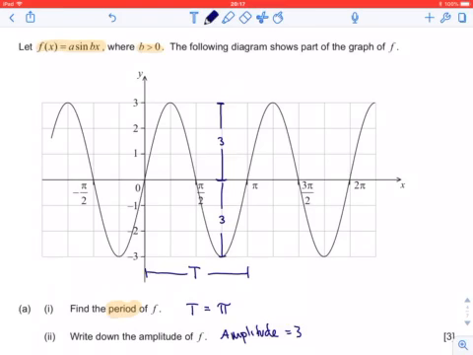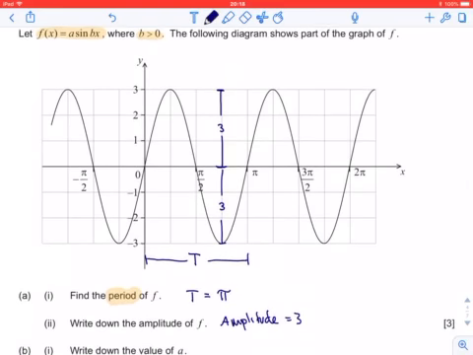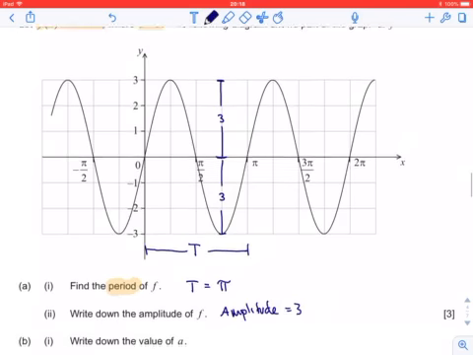Remember that amplitude is always positive. Even though we might have this trigonometric function flipped about the x-axis, that doesn't change the amplitude. It just means that the outside function has been multiplied by -1 in some way.